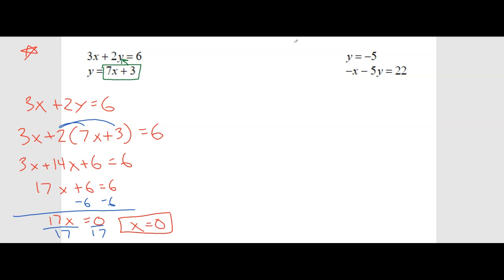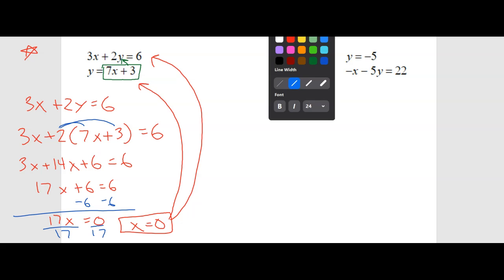Now that I have solved for one of the variables, now I need to figure out what the y value is. Well, again, this is up to you. You can choose to substitute this into the first equation to figure out y, or you can choose to substitute it into the second equation to figure out y. I'm going to choose the second one because y is already by itself. It's going to make it a little bit easier for us.